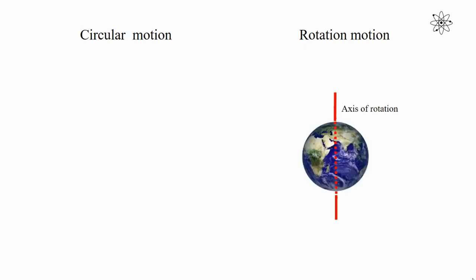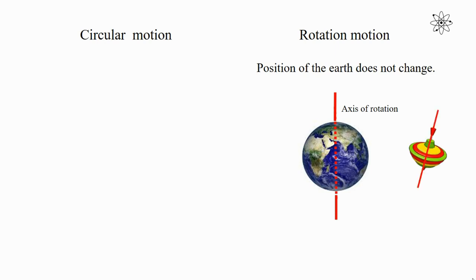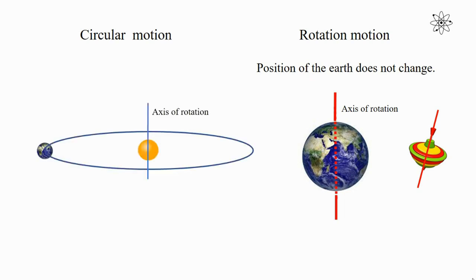Now, next difference. In the rotational motion of the earth, the position of the earth does not change. To visualize this, let's consider the spinning motion of a top. When the top spins, it doesn't change its position. Similarly, the spinning motion of the earth, or rotational motion of the earth, does not change its position. But we know, students, the earth changes its position in space. So this can happen because of the circular motion.